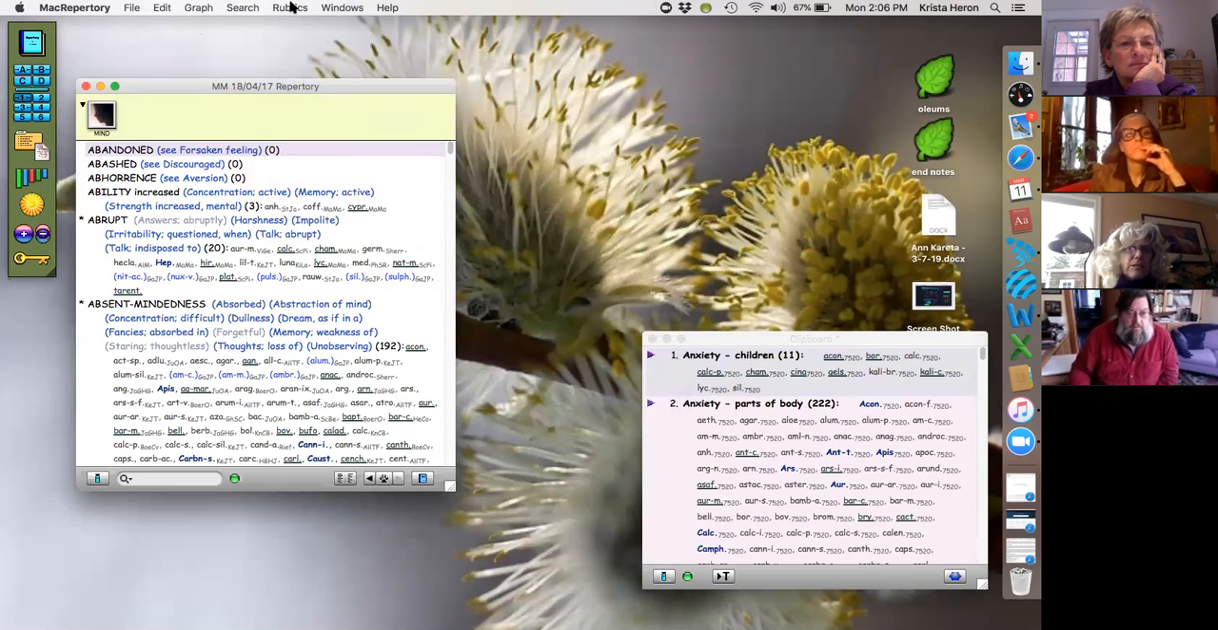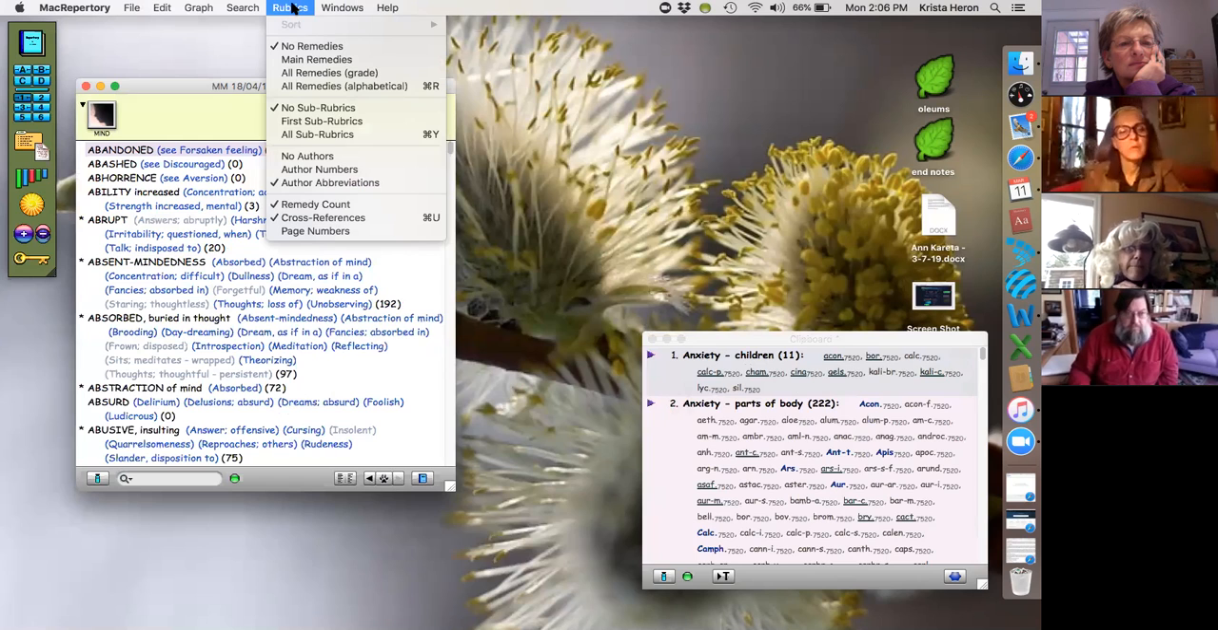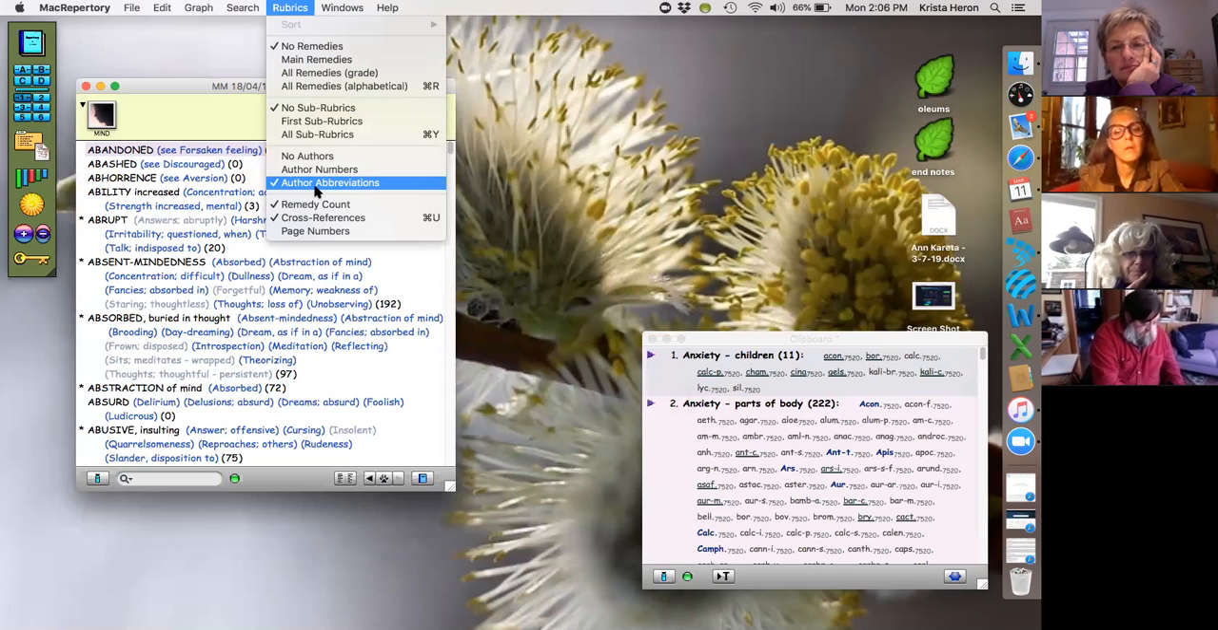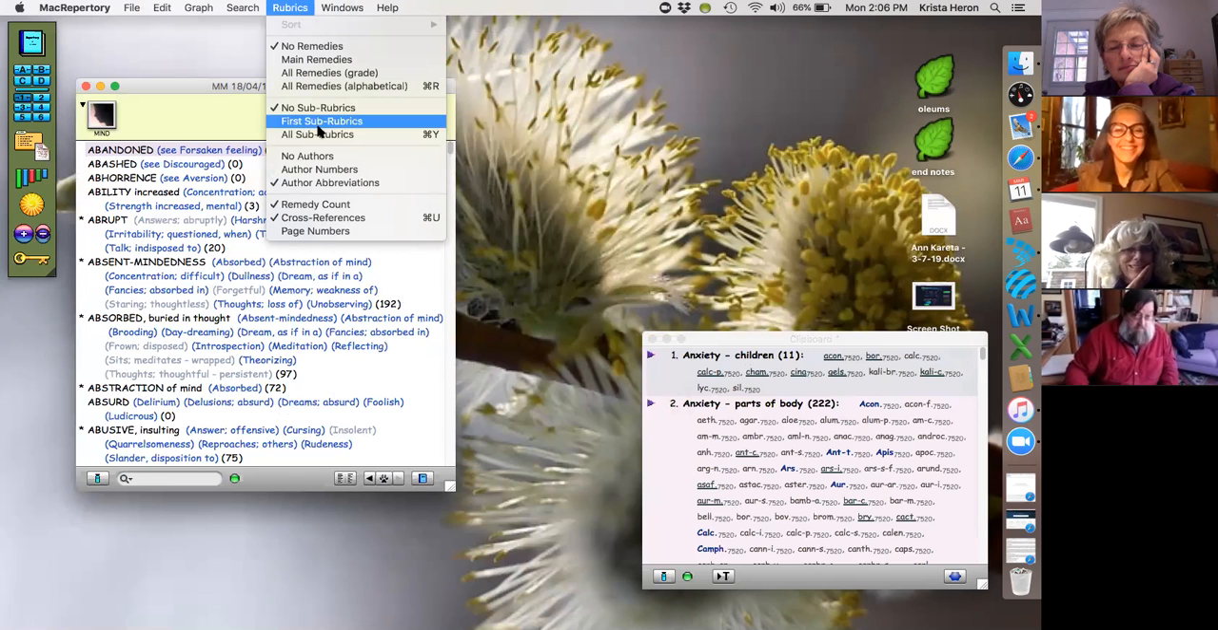You know, you can change it this way. You have to be in the repertory. You come up to the rubrics menu at the top, and you can choose how you want it to look. So I say, no, I don't like them. I don't want to see any sub-rubrics either, because that just gets too messy for my eyes. I like to know the abbreviations, not the numbers, because I can guess at who's what. Osmo has a new abbreviation now. I think he's Momo or Mama or something. Mama. And I like to see cross references.